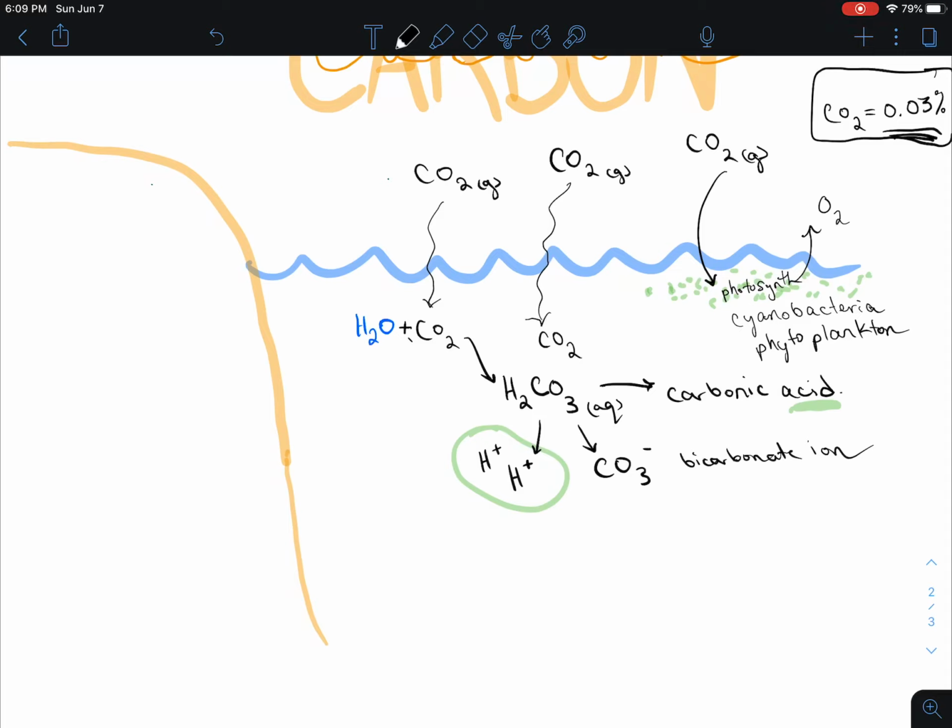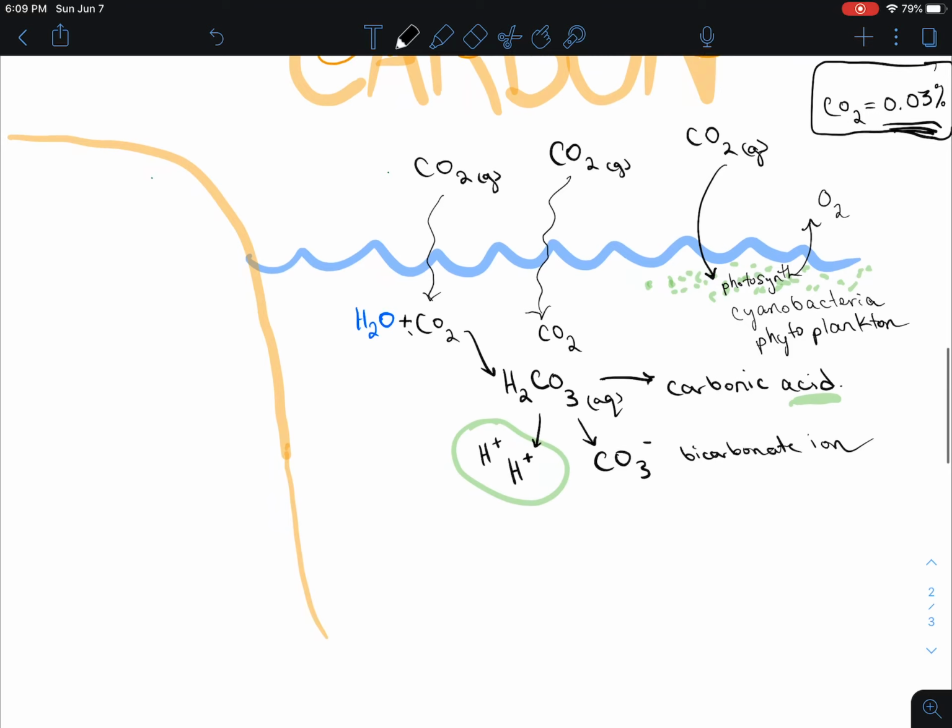Okay, so now this bicarbonate ion, 2 minus, geez, me and my little mistakes all over the place. Okay, this bicarbonate ion is now going to go through another reaction, okay? And so some of this bicarbonate ion just stays as is, floating around in the ocean. Some of it combines with calcium and forms calcium carbonate.